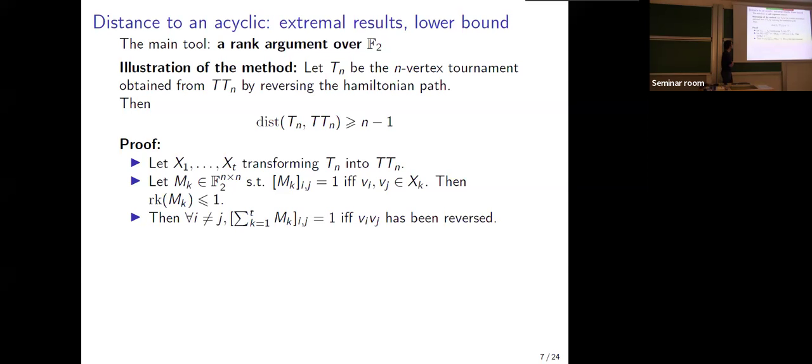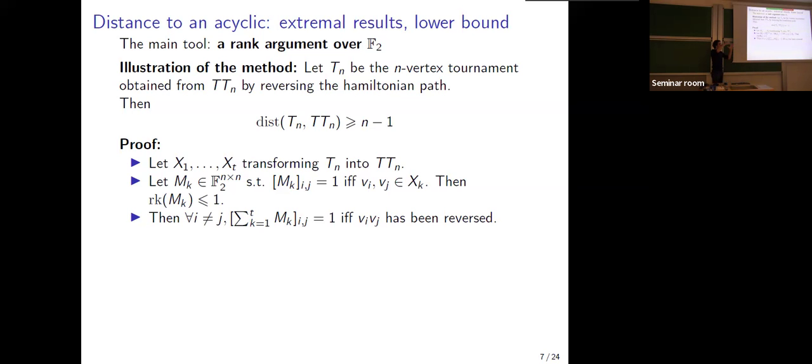Suppose for contradiction that you have t inversions, x1 up to xt, that transform Tn into TTN. Okay, so you apply your inversions x1 to xt, and at the end you obtain TTN from Tn. So we represent every inversion xk as a matrix. This matrix will be Mk, and it's an n by n matrix where the cell ij is 1 if and only if both vi and vj are in xk. So v1 up to vn is the topological ordering of your acyclic tournament.